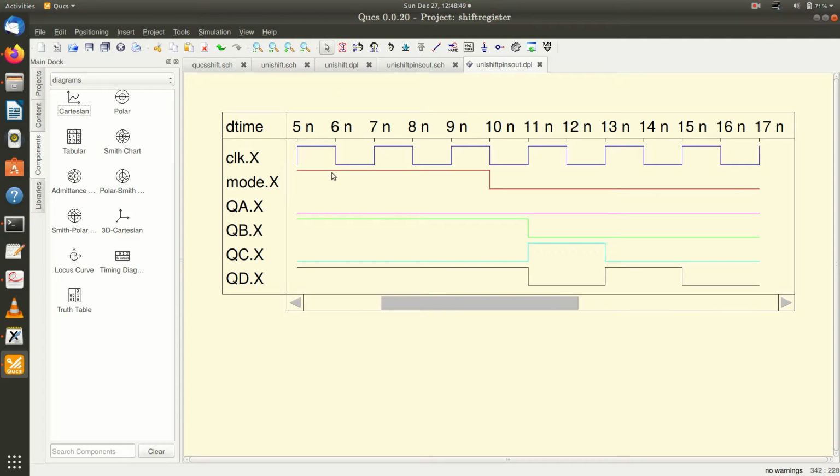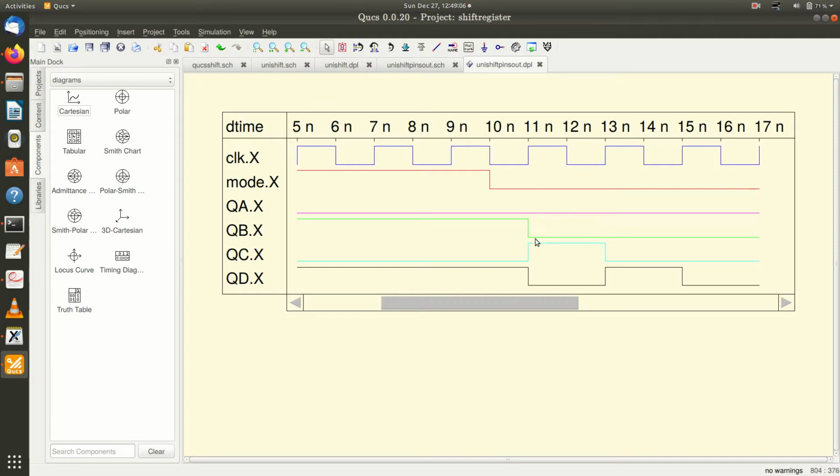Up to this point the mode is a 1. Up to 10 nanoseconds the mode is a 1, so that is a parallel operation. Here I load the data in parallel. The data is 1 0 1 0. Now you can see that the mode becomes a 0, so right shifting happens.